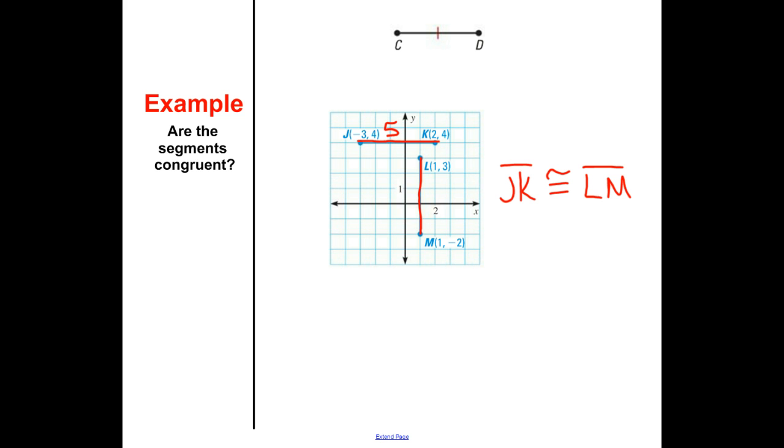Now I want you guys to notice a couple things. First, that symbol means congruent in math. So if you ever see that symbol, it's an equal sign with a little squiggly above it. That's going to be congruent. And I could write KJ is congruent to ML or vice versa, either way I want to do it. So I don't have to write it in just that one way.